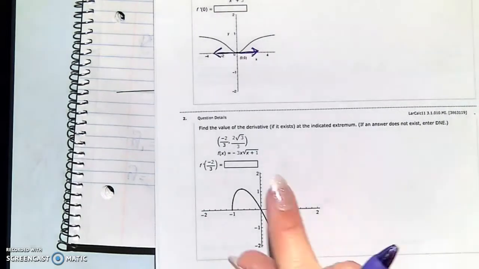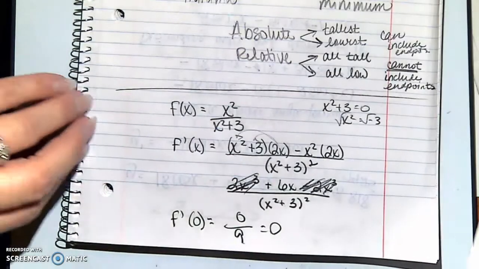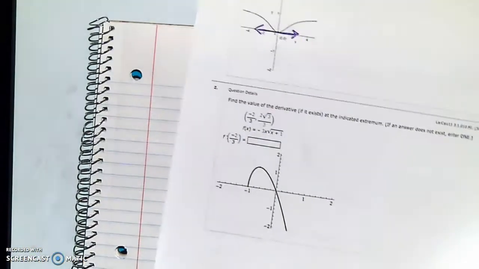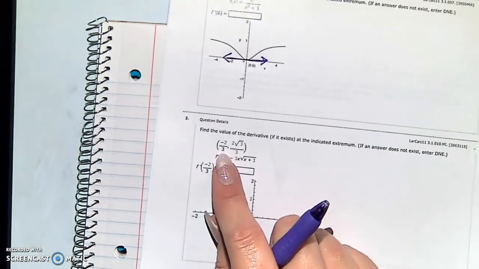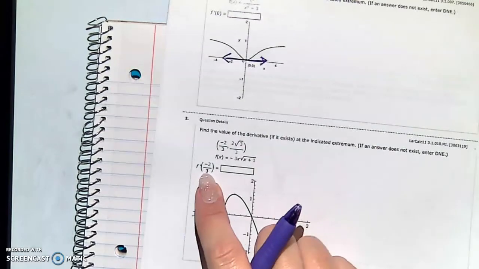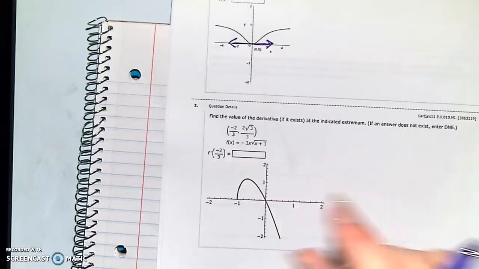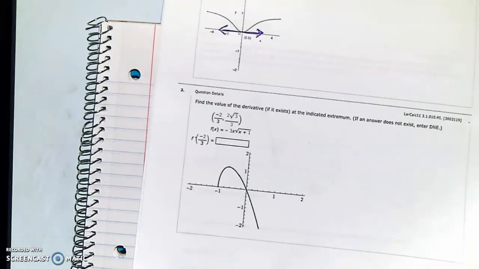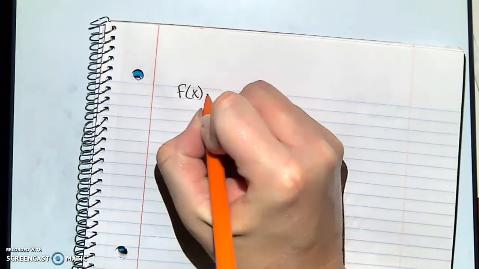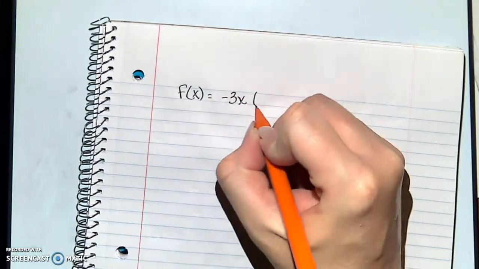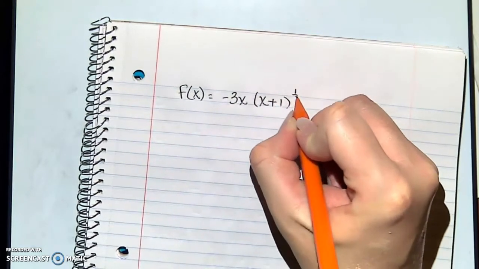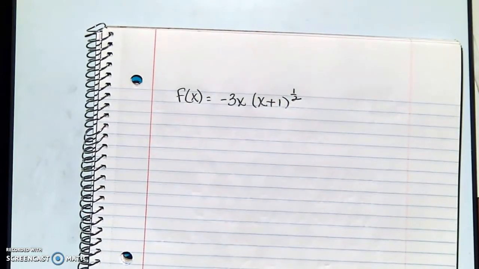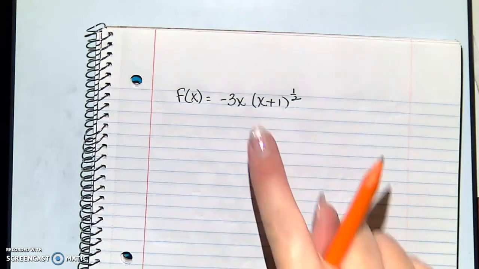So now I would like to know the next one. Find the value of the derivative, if it exists, at the indicated extremum. They gave me a point this time because it's not so obvious to see. I want to evaluate my derivative at negative 2/3. So my function is negative 3x times the square root of x plus 1. And I'm going to have to use, remember, this is a square root.